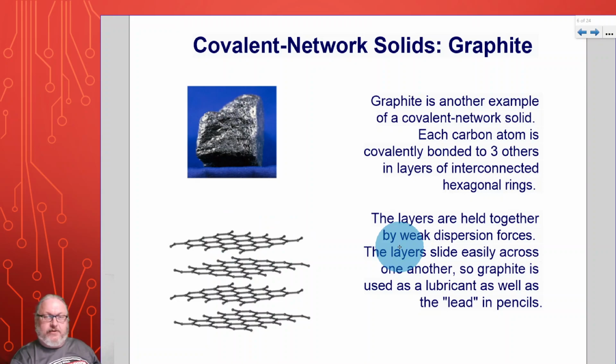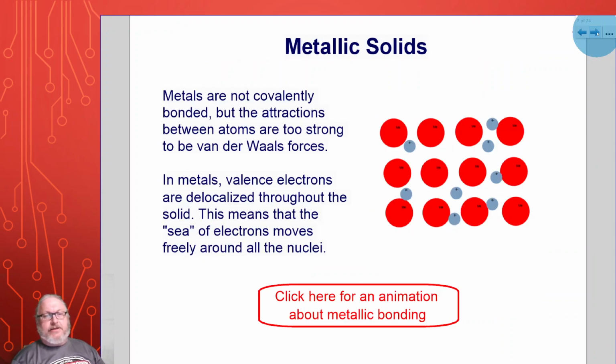Now the layers are held together not by a covalent bond, but by LDFs, or weak dispersion forces. This allows them to slide easily across one another. So graphite is an excellent dry lubricant and also very good as the lead in pencils, because those layers can move off of the tip of the graphite onto the paper. Pretty cool.